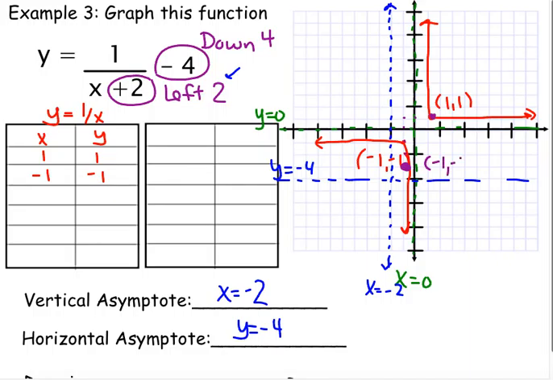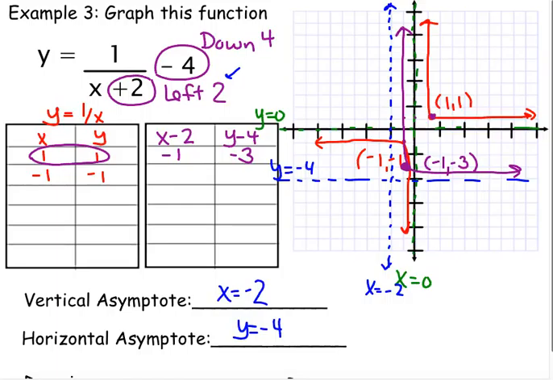Left 1, down 3. Now you could go to your chart instead. If you want to go left 2, you're going to subtract 2. And then to go down 4, you're going to subtract 4 from all your y's. So you would start here with these points. Subtract 2, so 1 minus 2 is negative 1, and 1 minus 4 is negative 3. All right, so there's our first curve.